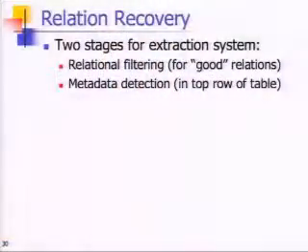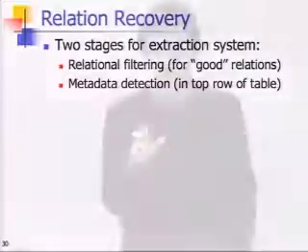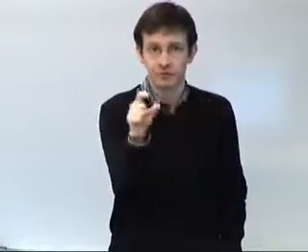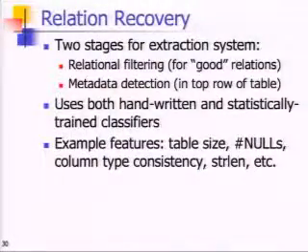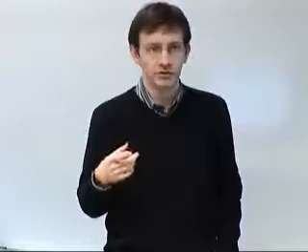So our filtering system, or our extraction system, has two stages. One is simply to say yes or no to whether it's a relational database. Another is to say yes or no as to whether the first row of that database is transmitting labels for the columns. We use both handwritten and statistically trained classifiers for this. And the features that we use tend to have some rough correspondence with database modeling techniques.